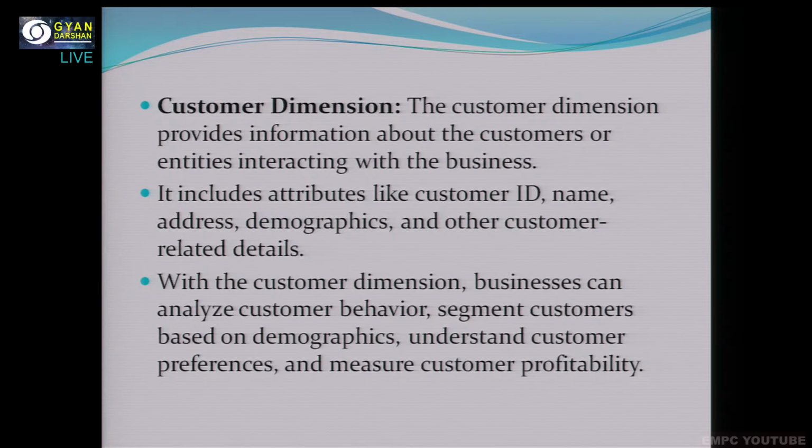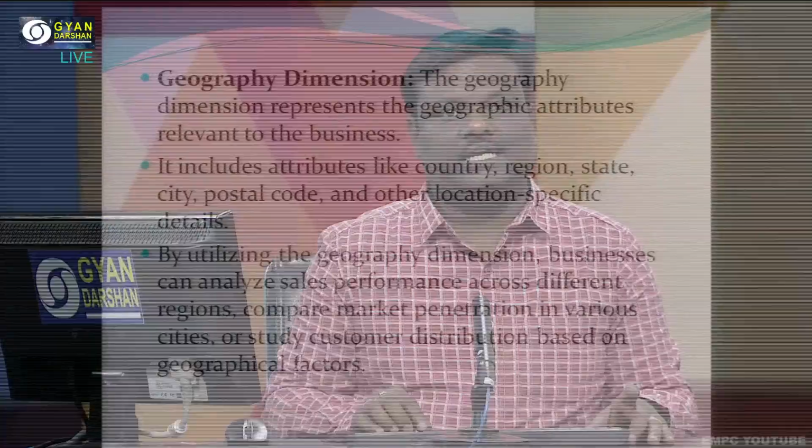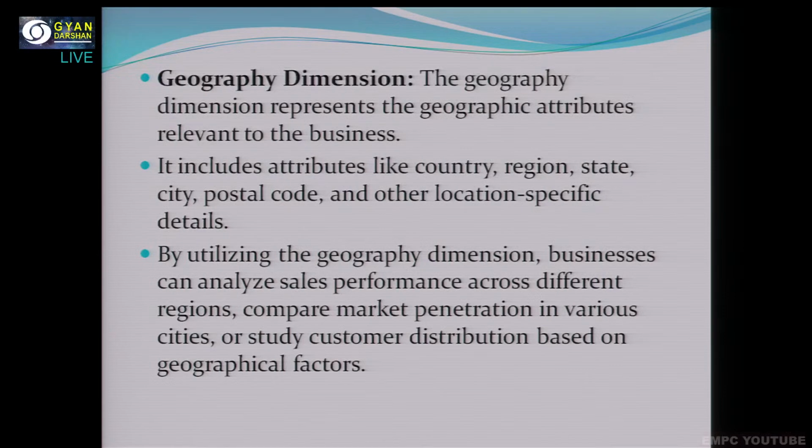Another dimension which can be considered is the customer dimension. It may include the customer ID, name, address, demographics, and other customer related details. Maybe the state where the purchases are more from those customers, with respect to some brand. These kinds of things we can consider as dimensions. Then the geography dimension is one example. The geography dimension represents the geographic attributes relevant to the business. It includes attributes like the country, region, state, city, district. All these can be considered as attributes to find out insights.